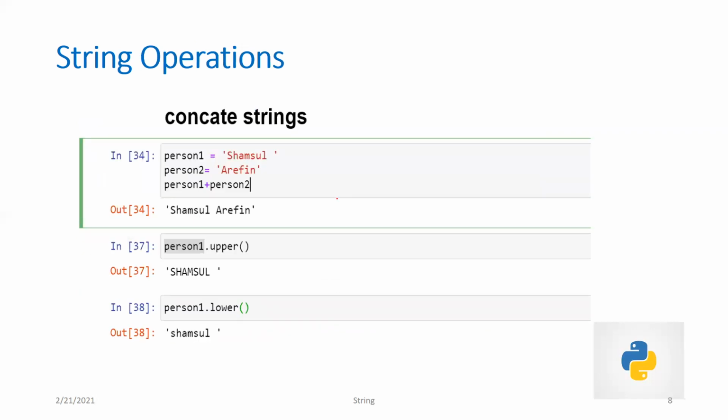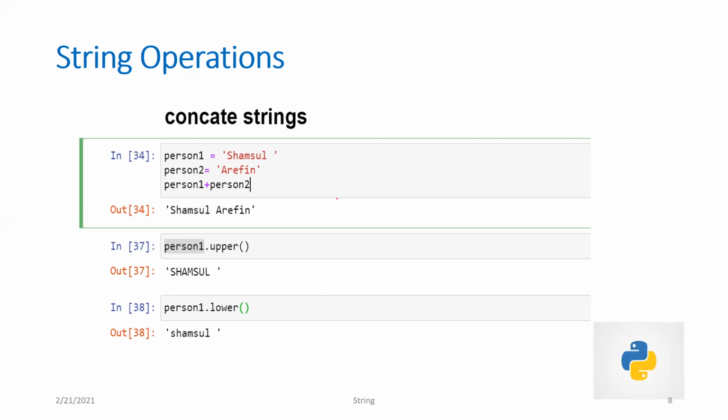Now come to some operations of string. Here we are watching an example of concatenation of a string. I took two string values, person one Shamsul and person two Arifin. I want to concatenate these two strings, and it is very useful.